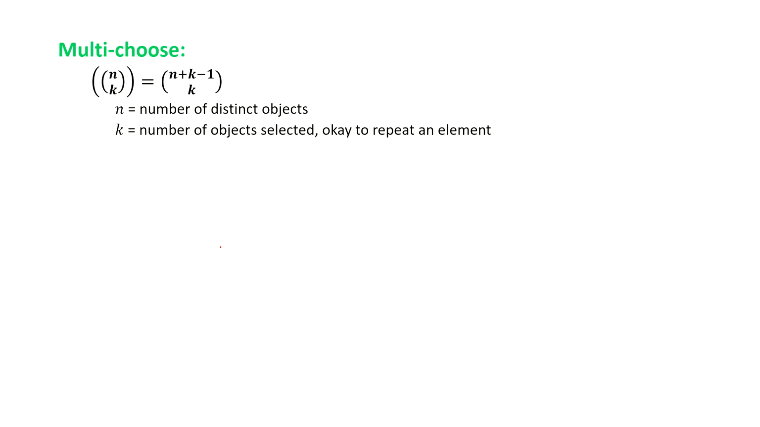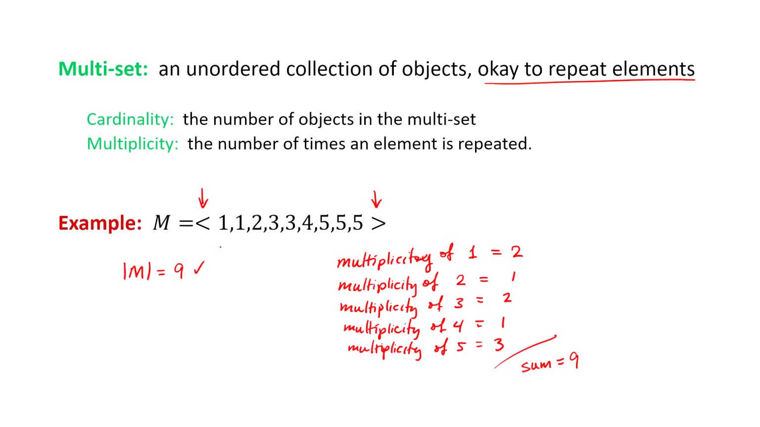Now, multi-choose. In terms of symbols, this one looks like an N choose K, except there's an extra set of parentheses around everything. In terms of the formula, you add the N and the K together, subtract 1, put that on the new top, and on the bottom you just keep the K the same. Here, N is the total number of distinct objects you have. So if we were dealing with the multi-set, the number of distinct objects here would be 5, even though there's a grand total of 9 in actuality.